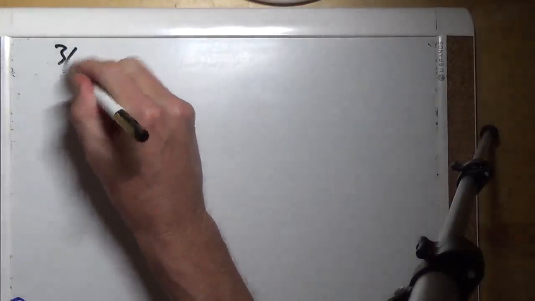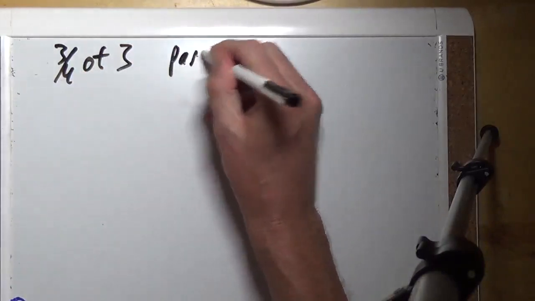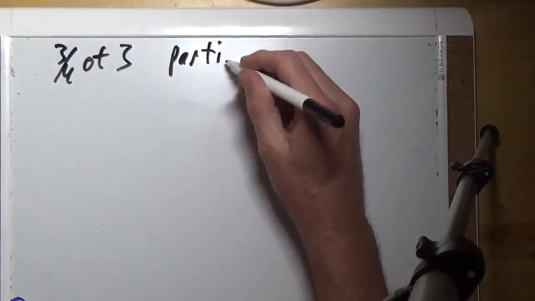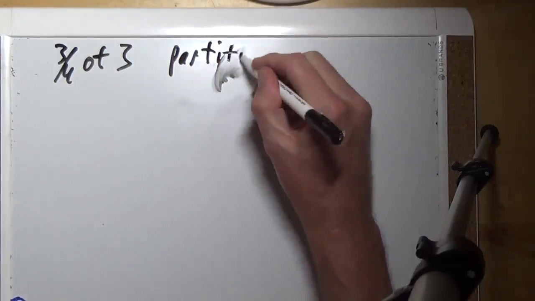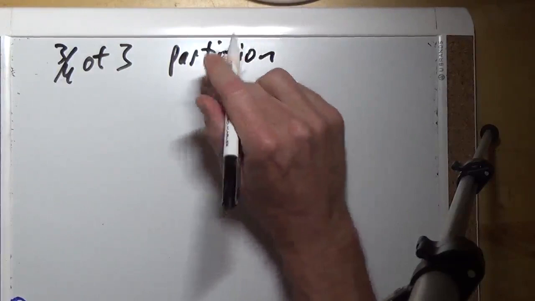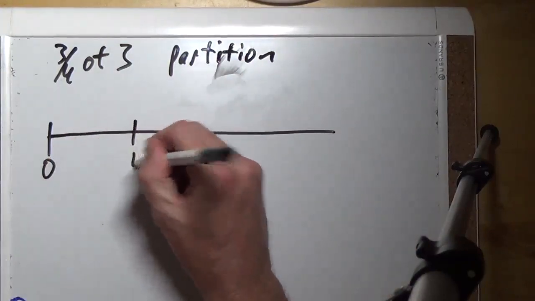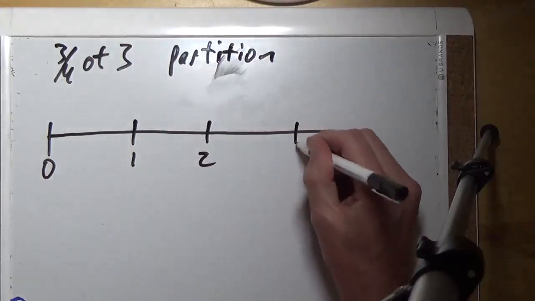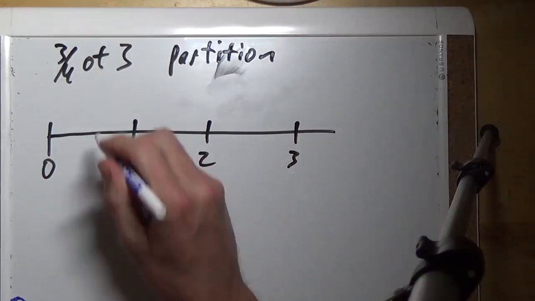So 3/4 of 3. So we're going to partition 3 into quarters, kind of. Partition, I got to learn to spell that correctly. So I'm going to draw a number line out to 3, and I'll just break it in the quarters.